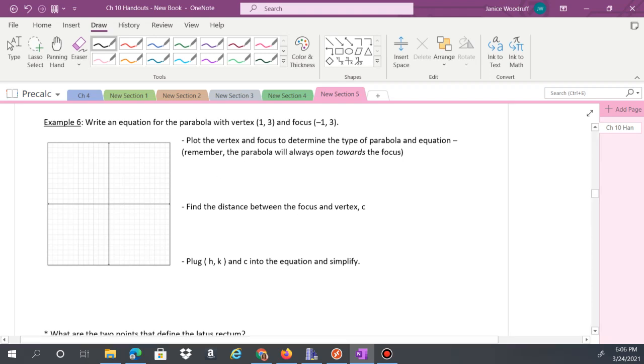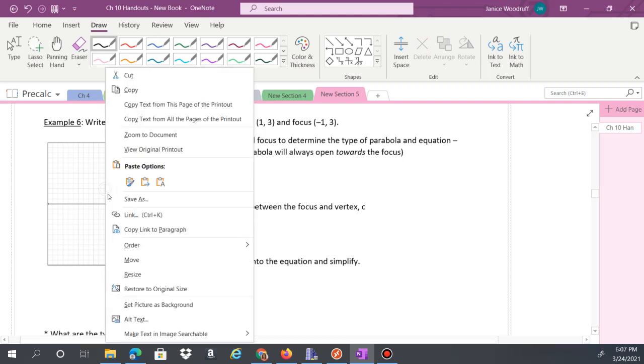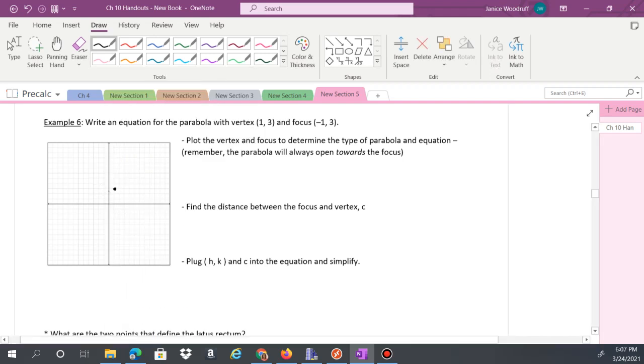Plot the vertex and focus to determine the parabola and the equation, because the parabola is going to open towards the focus. So my vertex is 1, 3, that's right here. And then my focus is negative 1, 3, so that's this right here. This is my V, this is my F. If I'm opening towards that, am I going up, down, left, right? Left, yeah. So I'm going to open this way.